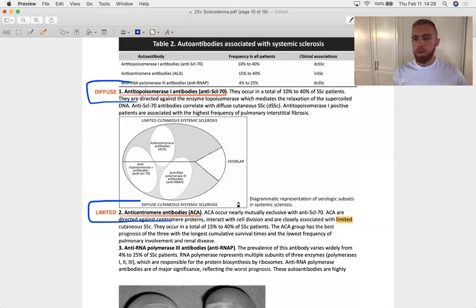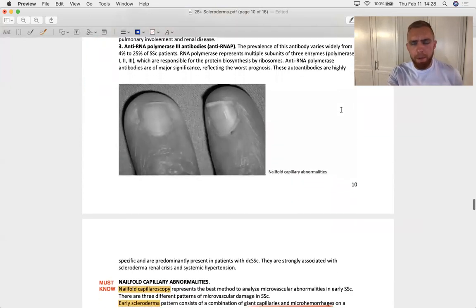anti-centromere antibodies. Versus this patient comes in, dyspnea on exertion, anuria, proteinuria. Then you're thinking not limited, but diffuse systemic sclerosis, which characteristically shows anti-SCL70 antibodies, also known as anti-topoisomerase 1. So that's how that'll get posed to you in some sort of test question. Here it is in the chart. Anti-centromere, limited, anti-topoisomerase, diffuse. Now, the third type is a little more rare than the first two.